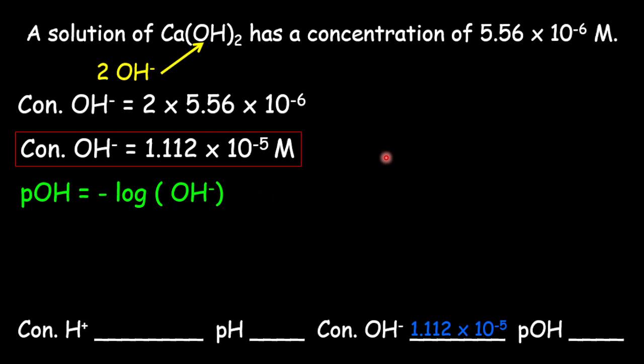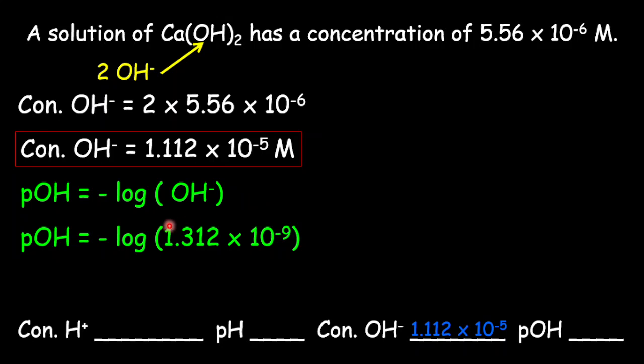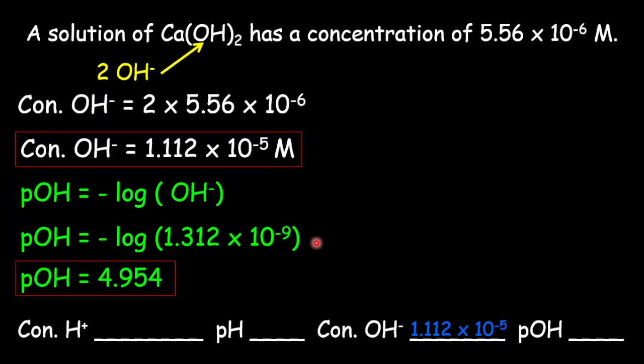And pOH, again, remember it is minus log multiplied by the concentration of OH minus ions. So here to plug this in the calculator, you're going to press minus log again. Then you press 1.112, your exponential button, minus 5. And then you will get your answer, which is 4.954, and that is our pOH value.